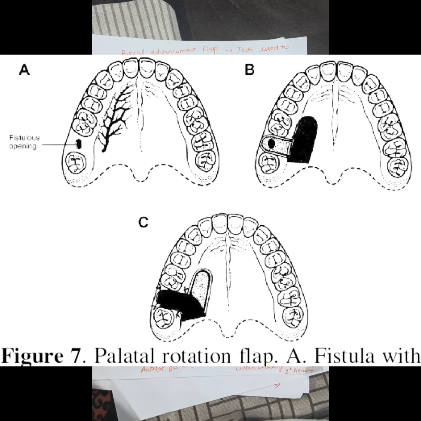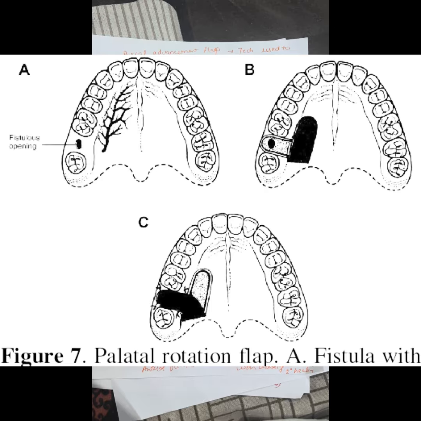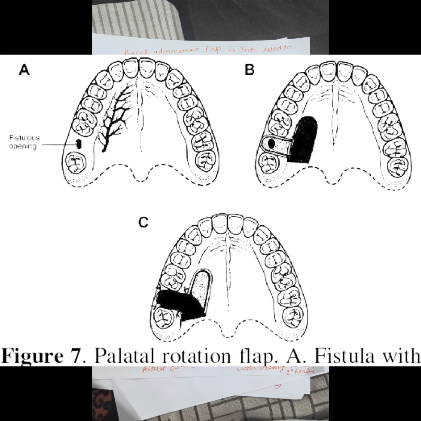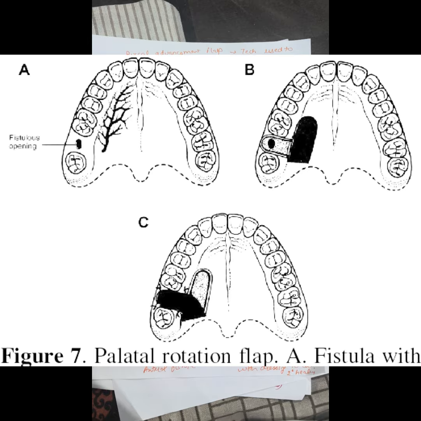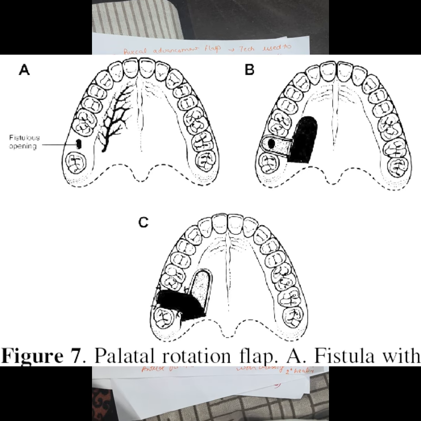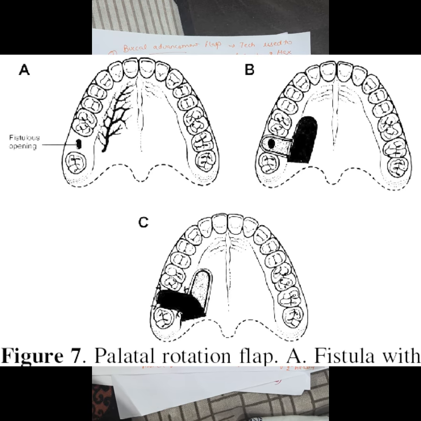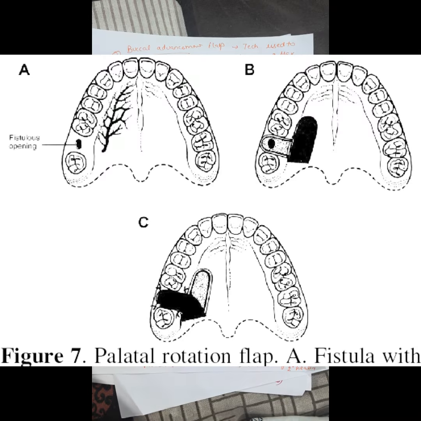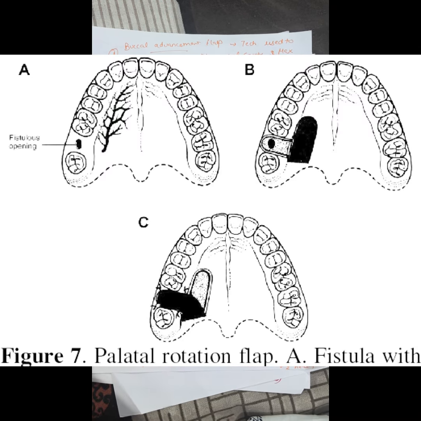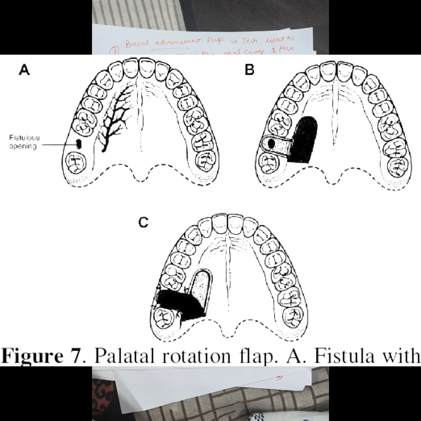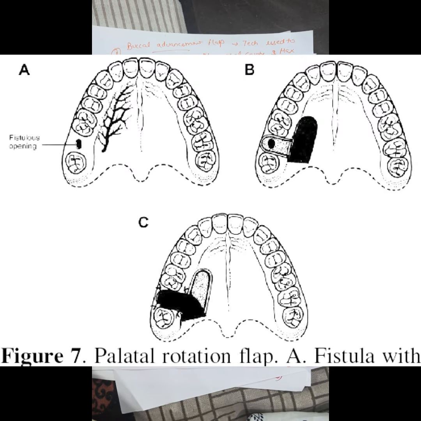It is a technique where the buccal fat pad is mobilized and used to close defects in the oral cavity, especially those communicating with the maxillary sinus. What is the procedure? First, local anesthesia is given. Incision is made in the posterior maxillary vestibule. The buccal fat pad is gently exposed and mobilized. The fat pad is advanced over the defect and sutured to the surrounding mucosa to close the opening.